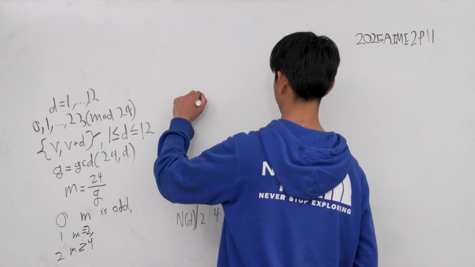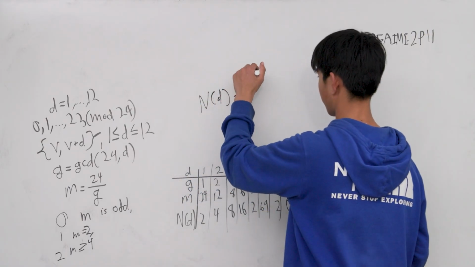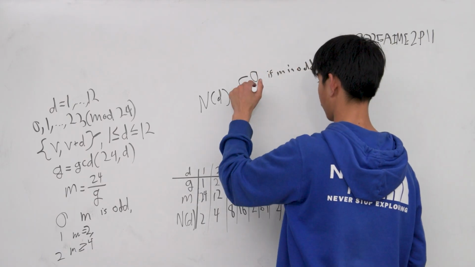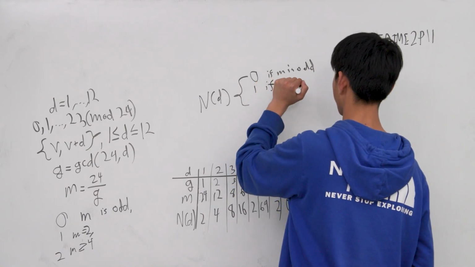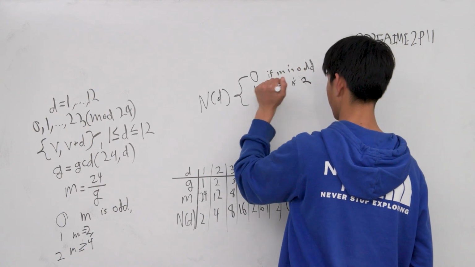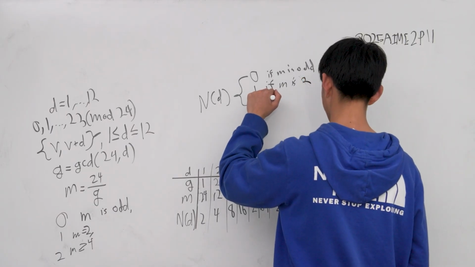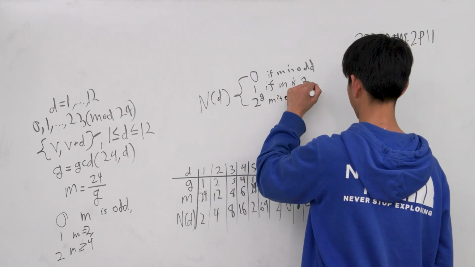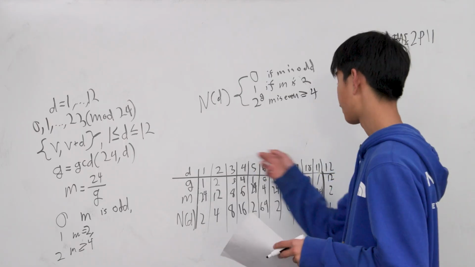Thus, we have n sub D, where we basically want to take 0 if M is odd, 1 if M is equal to 2, and 2 to the power of G for M even and greater than or equal to 4. Hence, we can start plugging in the values of D.